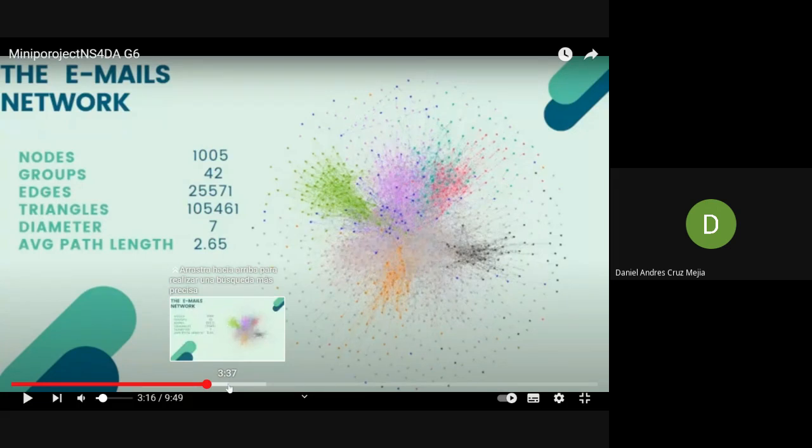Here it's interesting to note that there are some central nodes which are totally apart from the rest of the network, but they are connected through their groups. As you can see, some of them are in colors.